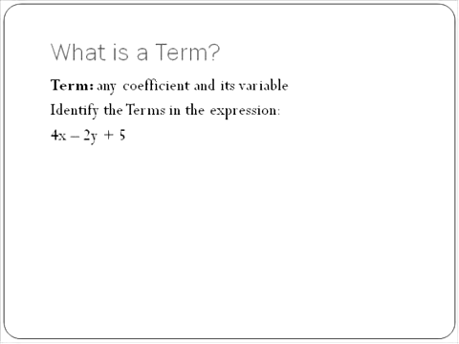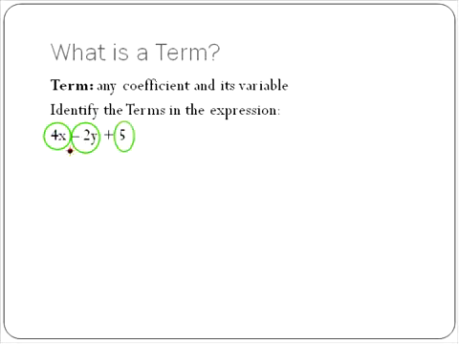The first expression we want to look at is 4x minus 2y plus 5. That's an expression right there. And a term inside of that expression is any coefficient and its variable. I know we haven't gone over that vocabulary yet, but basically any term would be like 4 and x together. That is one term. All right, that would be our first term. Our second term then would be negative 2y, and our final term would be 5.